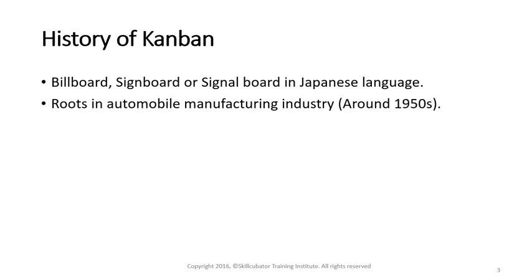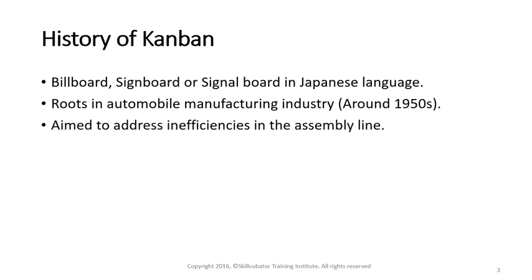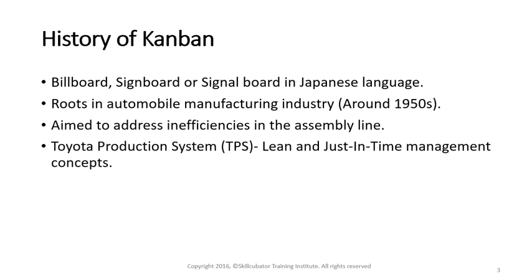So to solve this, Toyota created Kanban. Kanban was aimed to address these inefficiencies in the assembly line. As I said, Toyota came up with their own production system called TPS, the Toyota Production System, which has many underlying concepts, management tools and techniques, but we'll focus on two of those, which are lean and just-in-time principles, which are very closely related to Kanban, which is part of TPS.